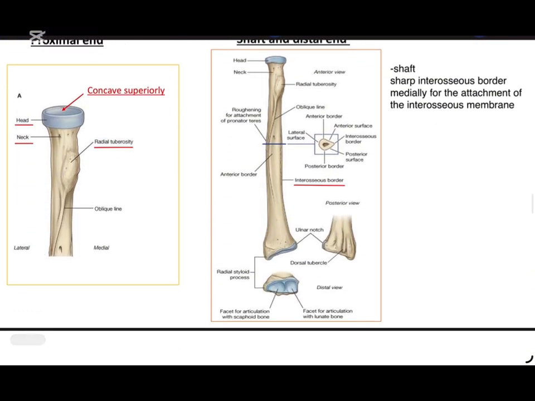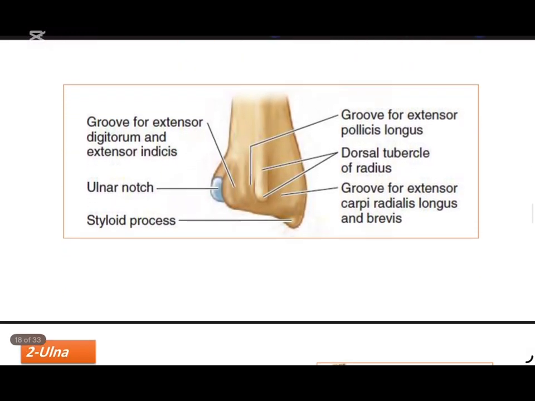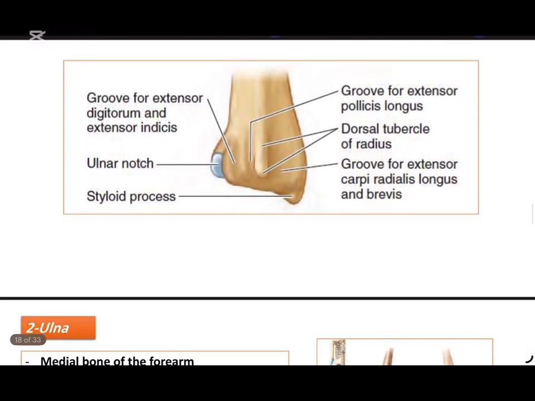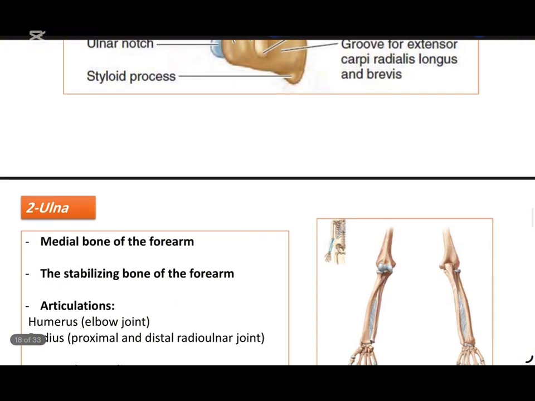Here, at the distal end posteriorly, I have a tubercle, we call it dorsal tubercle. On both sides, I have different grooves for the tendons of different muscles. We will talk about them later, so don't worry about the names now, okay? You will know all of them after the muscles lecture.